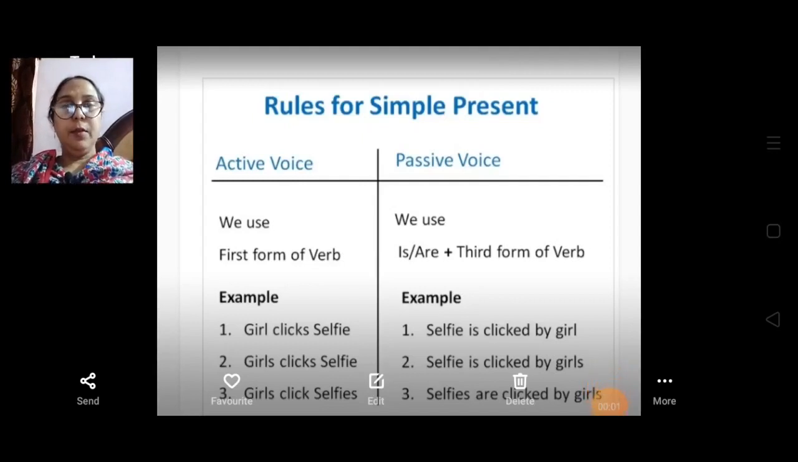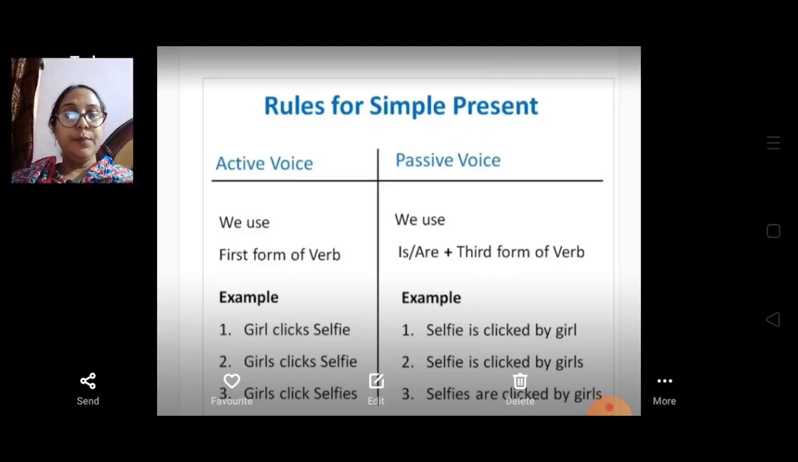Now, first of all, we should know the rules of making active to passive voice in simple present tense. How do we use them? We use the first form of the verb in the simple present tense. As you all know, in the active voice there should be a subject, then the first form of the verb, and the action will be there. Now in passive voice, to make active to passive voice, we are going to use is, am, and are plus the third form of the verb.